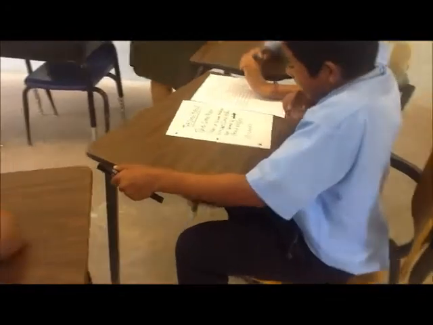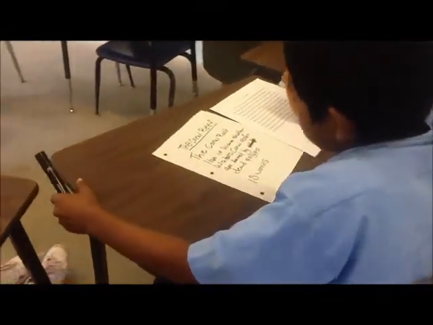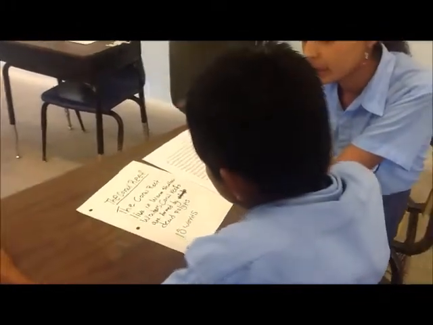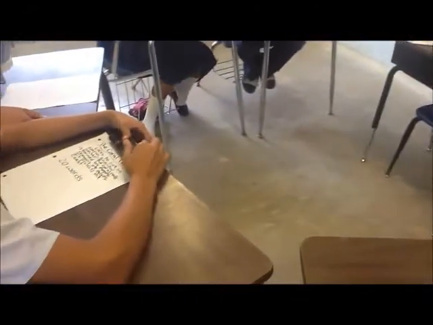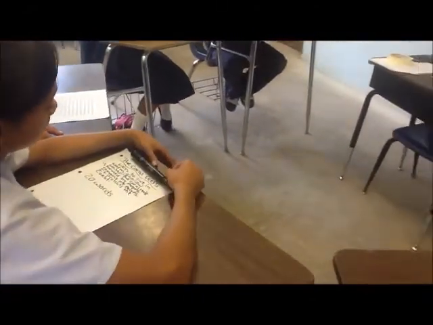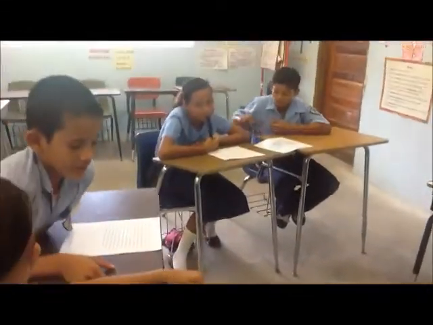15 words. The coral reef lives in warm and shallow waters. Coral reefs are formed by dead polyps. Okay, 15 words. The coral reef live in warm, shallow waters. Coral reefs are formed by dead polyps. Okay, let's see what the other group has.